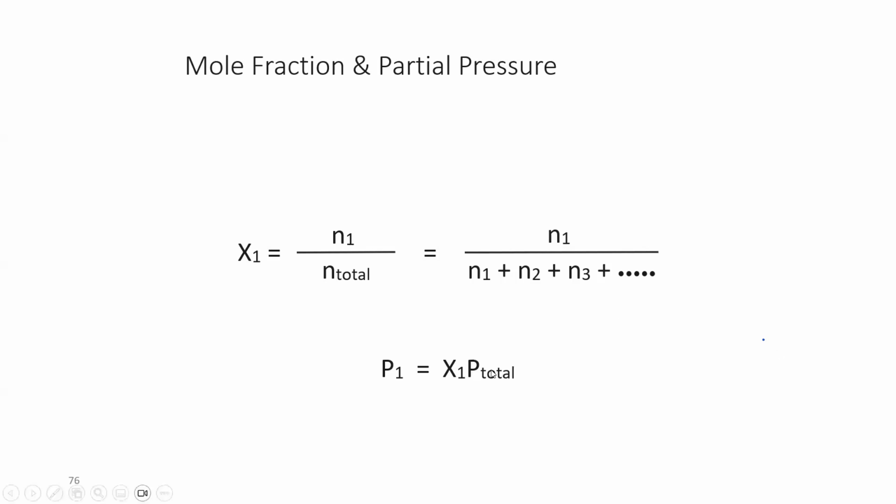But again, if we know the total pressure and we know the mole fraction, we can figure out the individual pressure of that gas. Or again, just three variables. If we have any two of them, we can solve for that third one. So if we know the pressure of a given gas and the pressure of the entire mixture, we can figure out what portion in terms of moles is that gas.